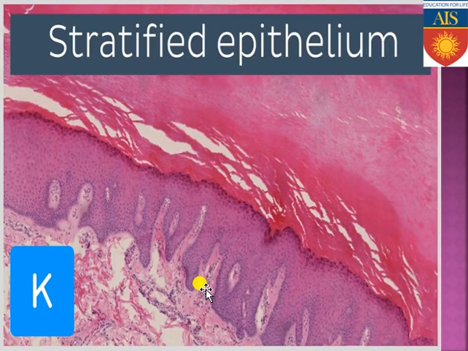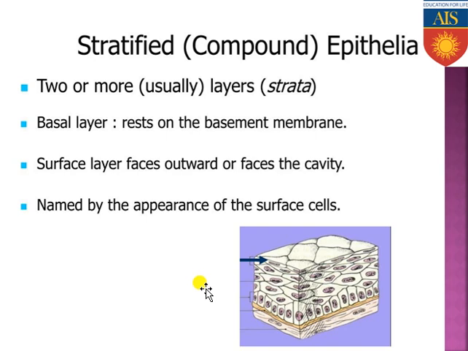Coming to the stratified epithelium, that is the next and last type of epithelial tissue under compound epithelial tissue. In this stratified epithelium, we can see there are two or more layers of cells present. The basal layer always rests on the basement membrane. The surface layer always faces towards the cavities, and the tissue is named by the appearance of the surface cells.